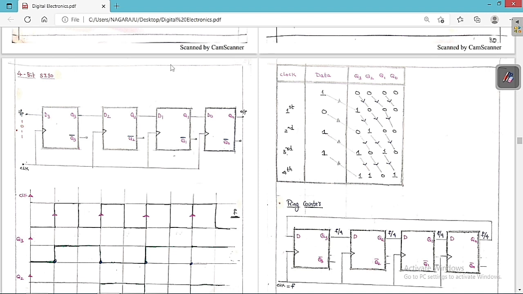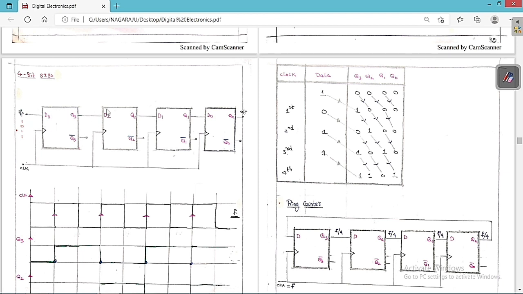SISO is called a 4-bit SISO. Here, you are going to see serial input and serial output. So 4-bit serial input and serial output. You can see clearly 4-bit serial input and serial output. So we are going to study this concept.